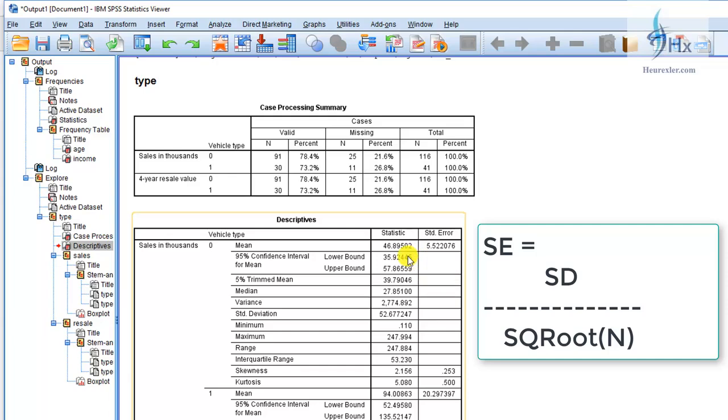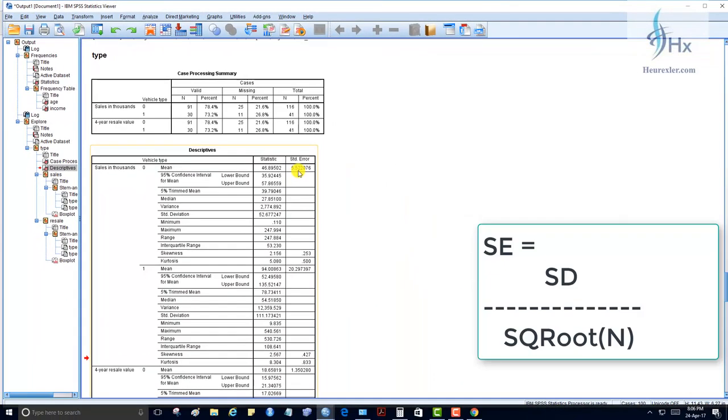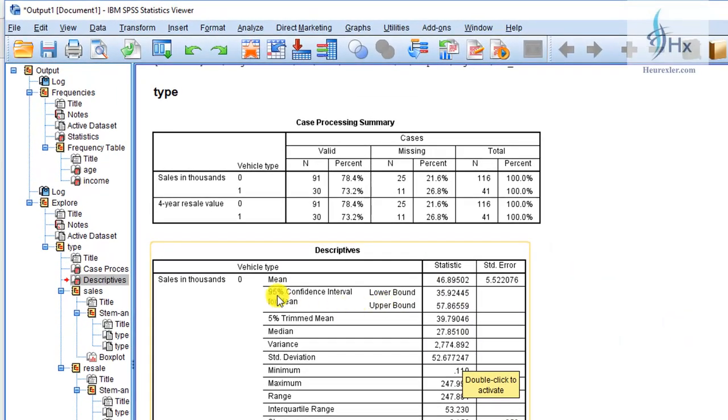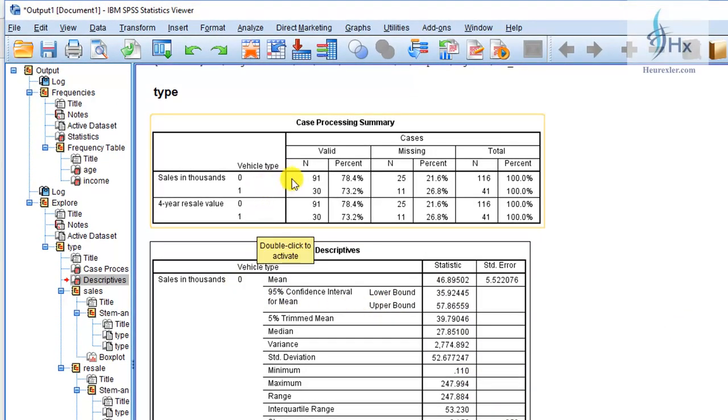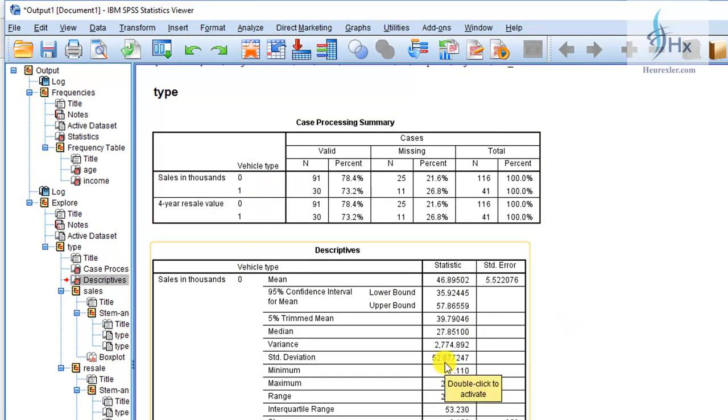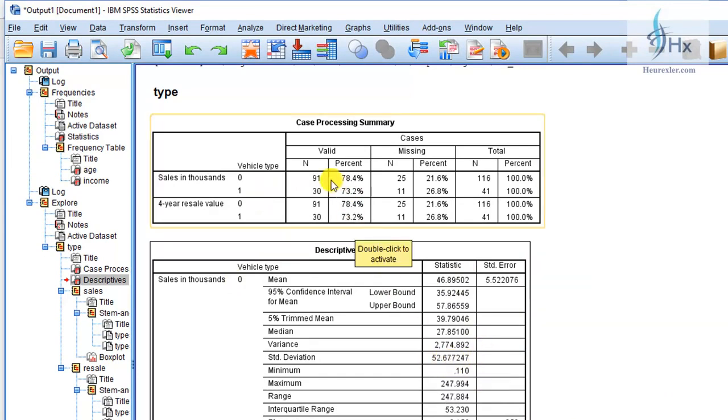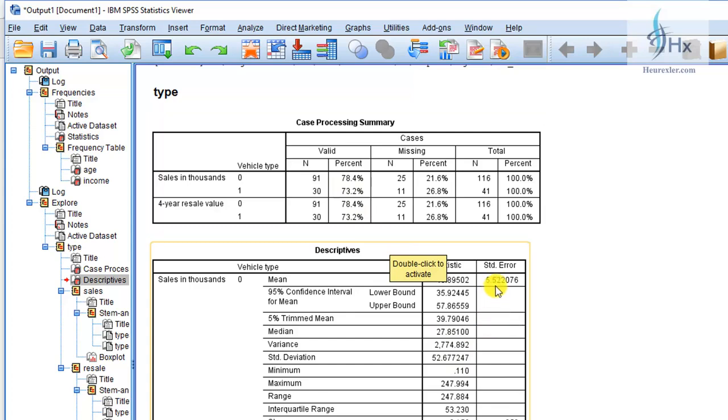So in this case, let's try to understand this standard error. It's 5.52, and the formula is standard error is equal to standard deviation divided by square root of sample size. Our sample size for category 0 in sales is 91. So if you divide 52.67 by the square root of 91, you are going to get 5.52. So that's how you calculate and interpret the standard error of mean.